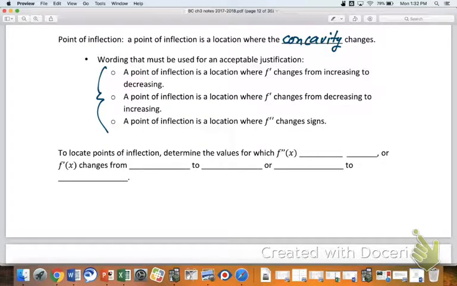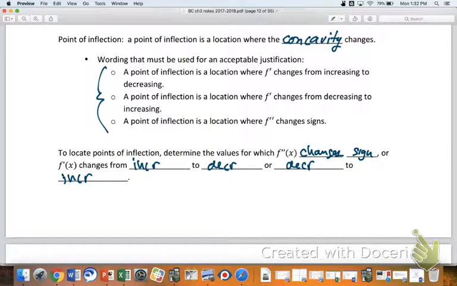My preference would be that you use the information that you're given, but historically, I typically am okay if you use any of those three for any given situation. Okay, a few other fill in the blanks here. To locate points of inflection, determine the values for which f double prime changes signs, or where f double prime changes from positive to negative, or the other way around, like so. So inflection points have come up twice now, right? Both with the first derivative test as well as this whole concavity piece.